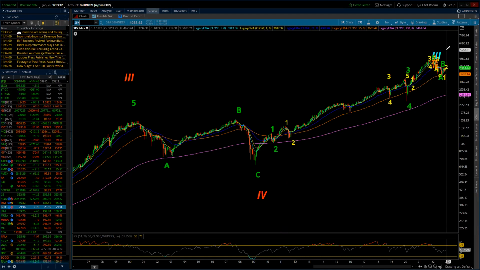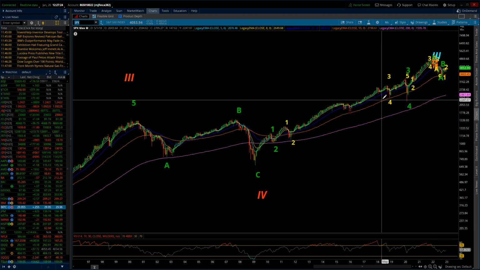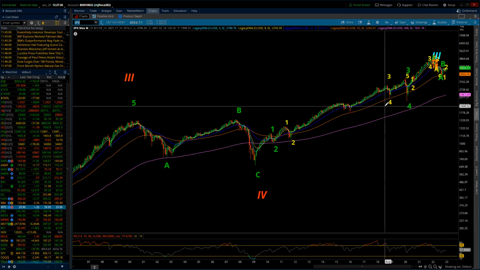I'm one of the very fortunate people that got a hold of R.N. Elliott's original notes. They were typed on a typewriter, but I have photocopies of them, and they're spectacular. They gave such insight as to what Elliott was thinking and what he was really writing about.